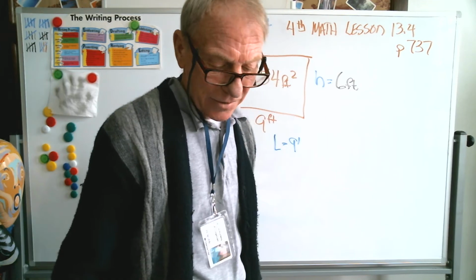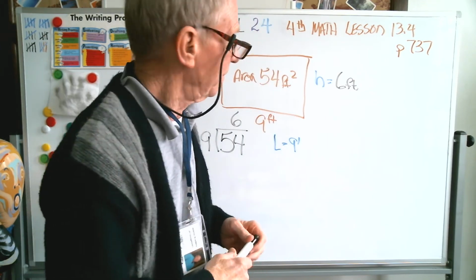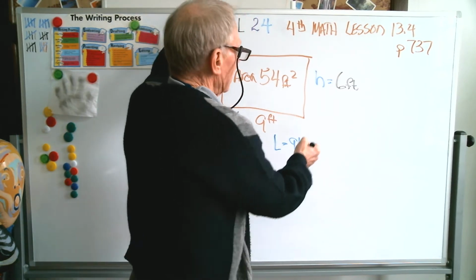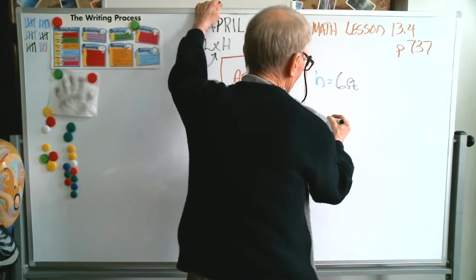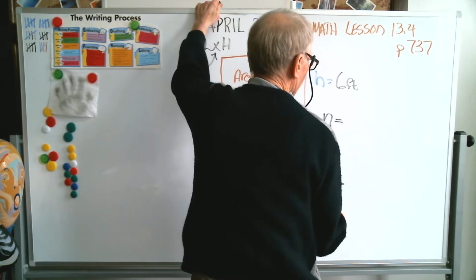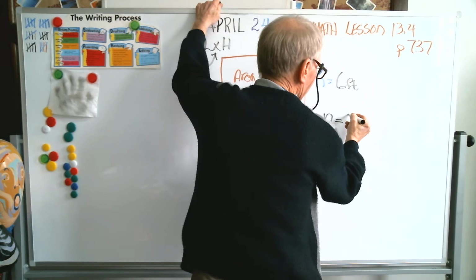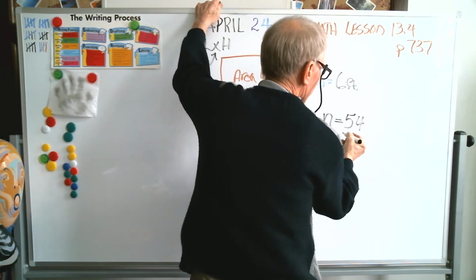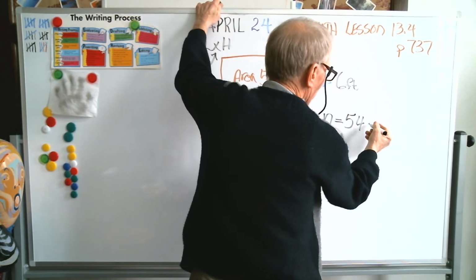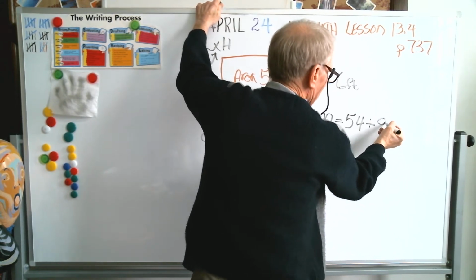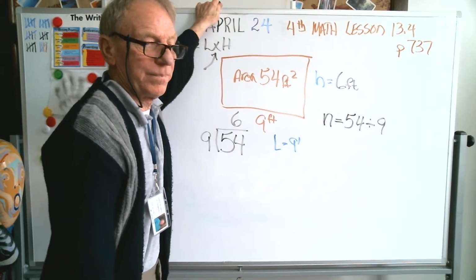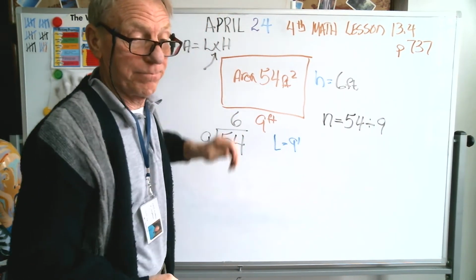Now, it asks you to write an algebraic problem to solve this. So let's just say h, we'll call h n, it's going to equal 54 over 9, or 54 divided by 9. Pretty slick, huh?